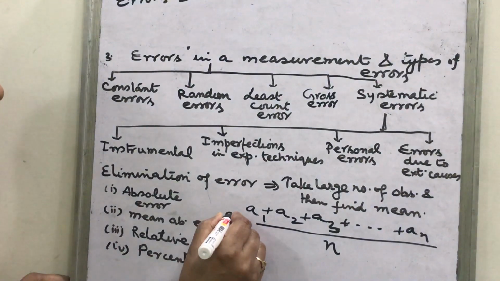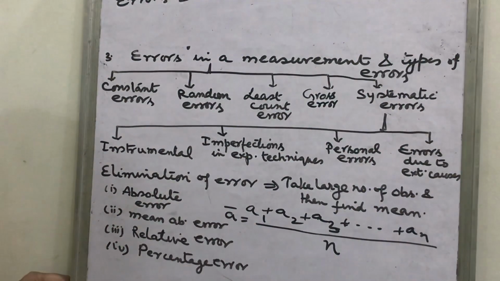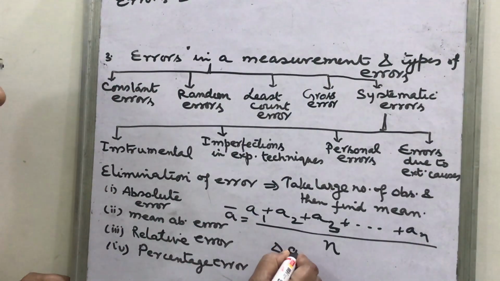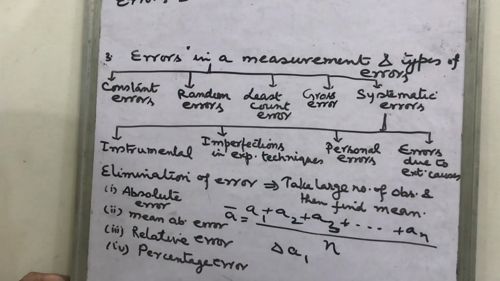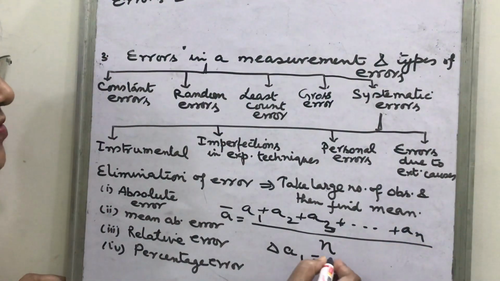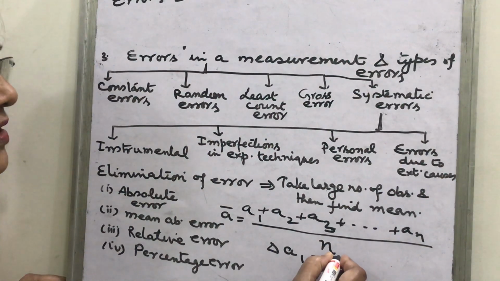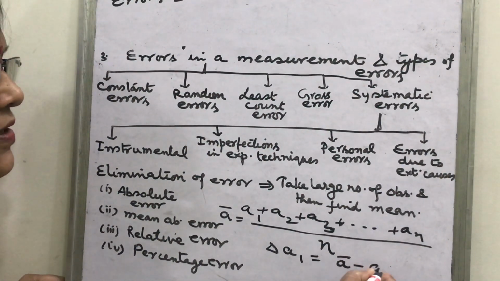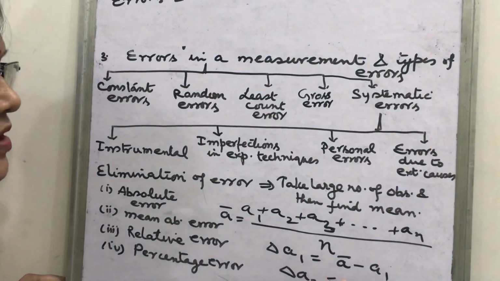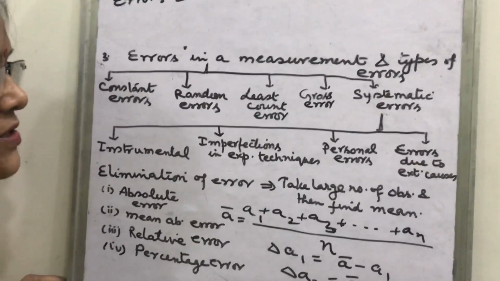This will be a mean, denoted by this. How will you find the difference? This A1, it is written as delta A1. How will you find this minus A1? Similarly, delta A2, that is the second measurement. What is the difference? You will find the mean minus A2.